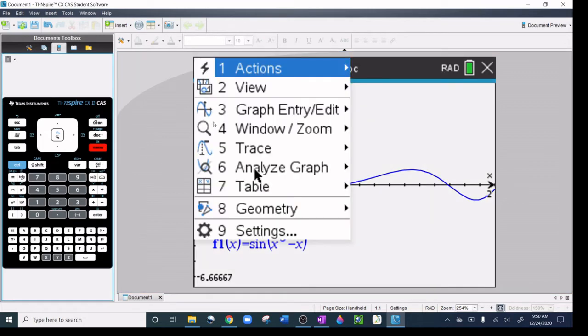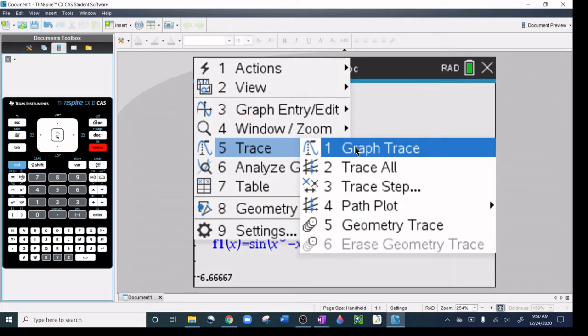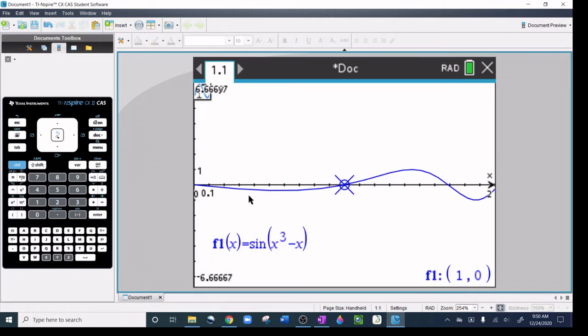So let's go to menu, and we're gonna use that graph trace. So I can move my graph over here to the first one. The first one is 0. I can tell that's a 0. But what is this one? It's 1. So 0 to 1, that's negative y values, which means that's decreasing because this is f prime graph.